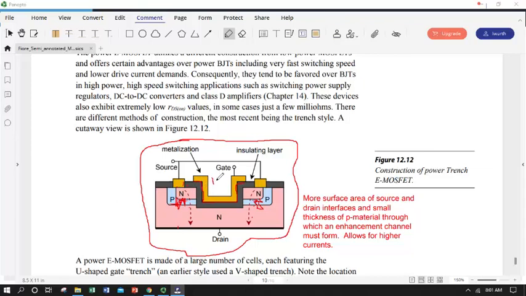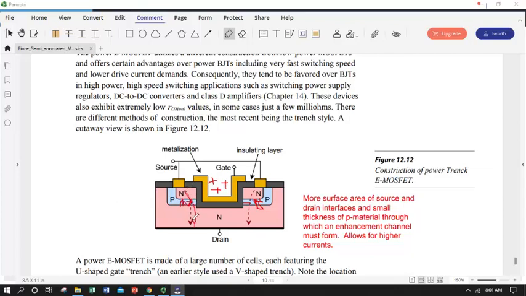We'll apply a positive signal here. And we'll end up making our negative enhancement zone right here, and then current flows straight across. So the P material will grow an N channel through it, but it doesn't have to grow very much, and we can conduct a lot of current.